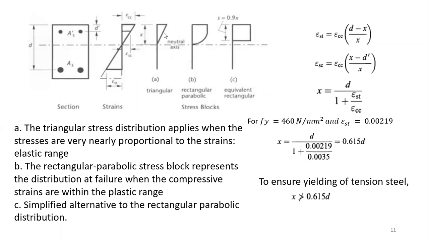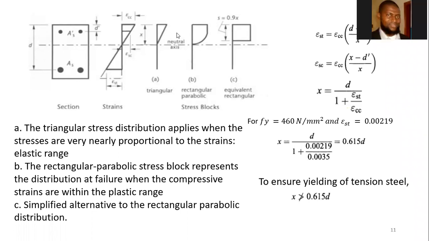For the stress diagram, the triangular stress diagram, this is the stress at the top, and it is in the form of a triangle. The compressive stress reduces until it gets to zero at the neutral axis. That is why you are seeing what we call a triangular stress distribution. From the top of the beam to the neutral axis is the depth of the neutral axis, which is taken to be x.